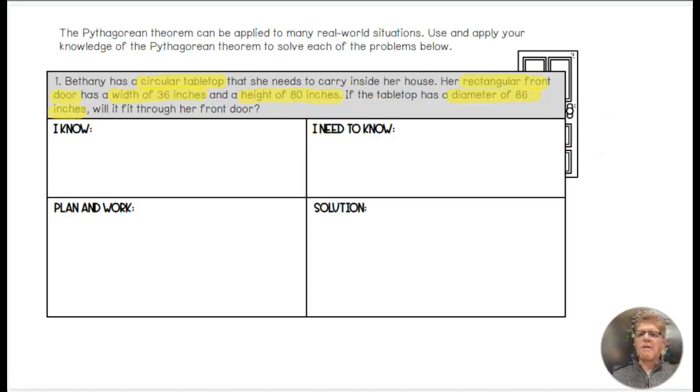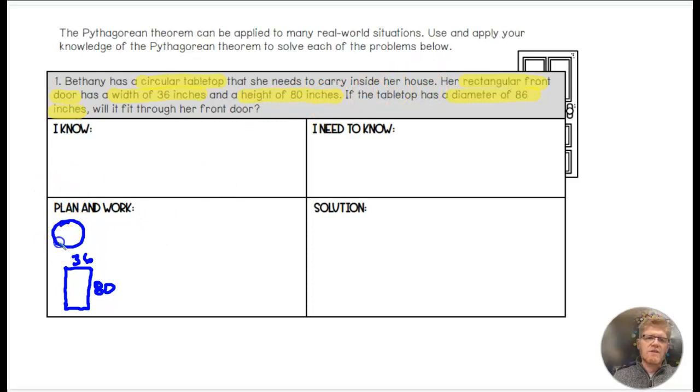So let me start off with, I know that Bethany has a circular tabletop. So we've got a tabletop that's a circle. That's not a very good circle, but it's a circle. And she needs to get this inside her house. She's got this rectangular front door, and it has a width of 36 inches, so it's 36 inches wide, and then it's 80 inches tall. And the tabletop has a diameter of 86 inches.